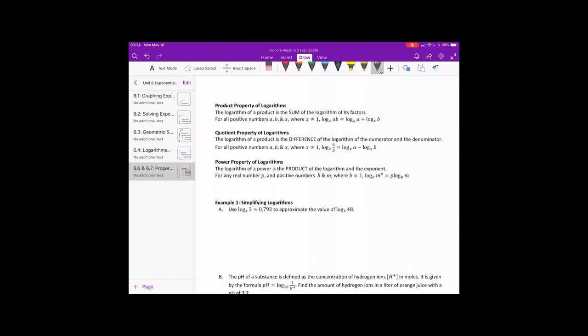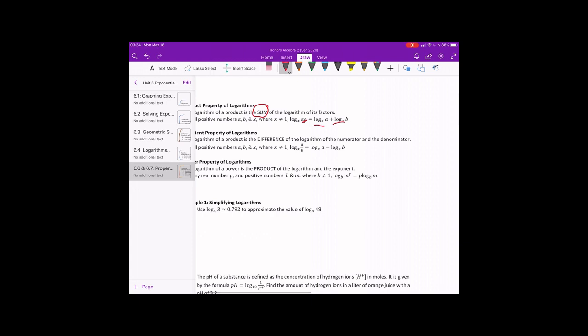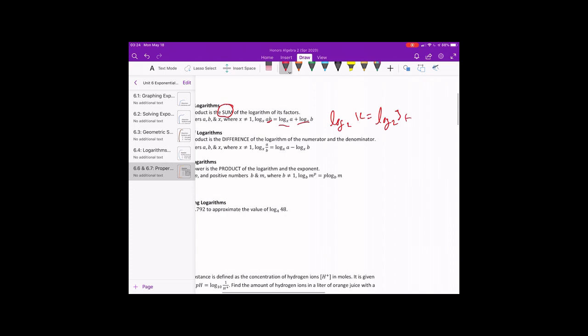And so we're going to start with three properties here. The first being the product property of logarithms. The product property of logarithms says this: the logarithm of the product is the sum of a logarithm of its factors. And so as long as a, b, and x are positive and the base of the log is not 1, if I have two things being multiplied together, it'll be the sum of those two separated out. So for example, if I have log base 2 of 12, I could separate that out to log base 2 of 3 plus log base 2 of 4.